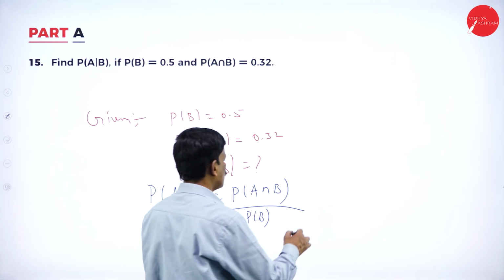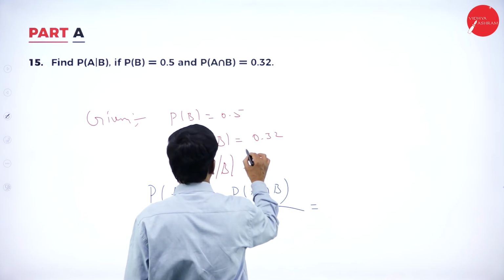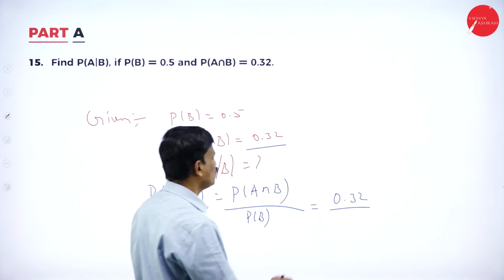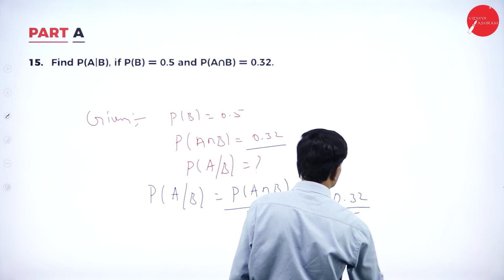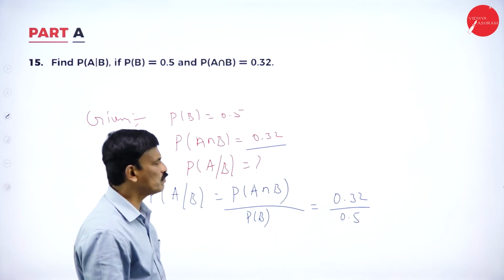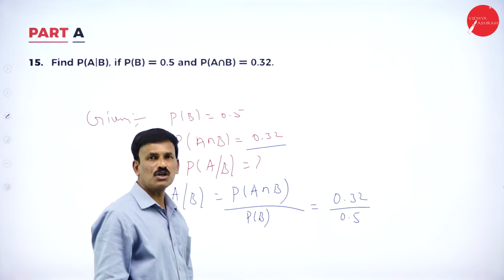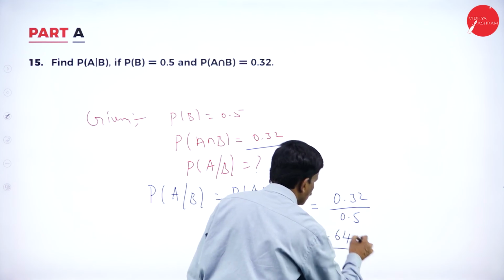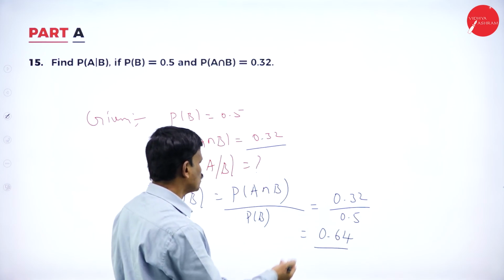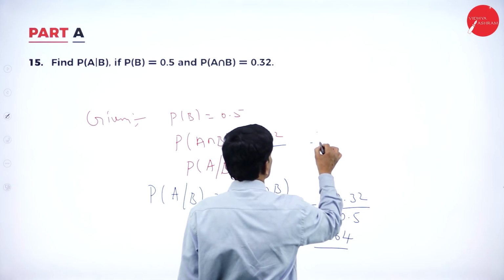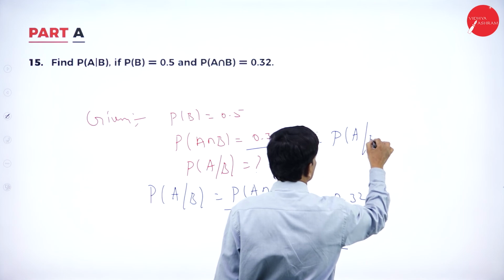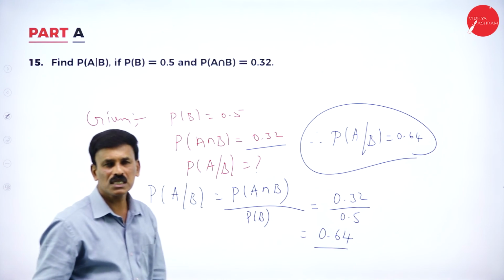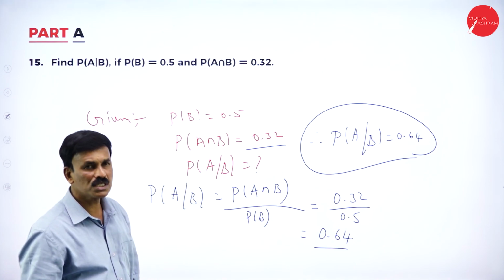Now substitute the values. What is A intersection B? That is 0.32, divided by the probability of B, 0.5. Simplify this. 0.32 divided by 0.5 will give the required answer, which is 0.64. 5 6s are 30, 5 4s are 20. Therefore, the probability of A by B is equal to 0.64. Probability is always less than or equal to 1. So 0.64 is the required answer.